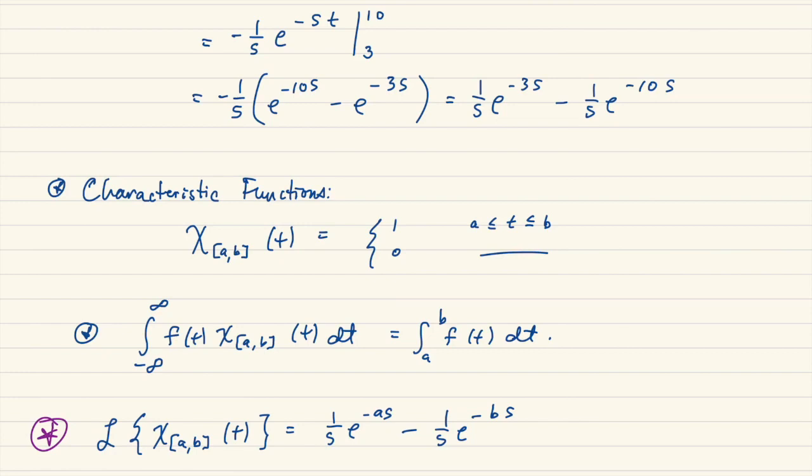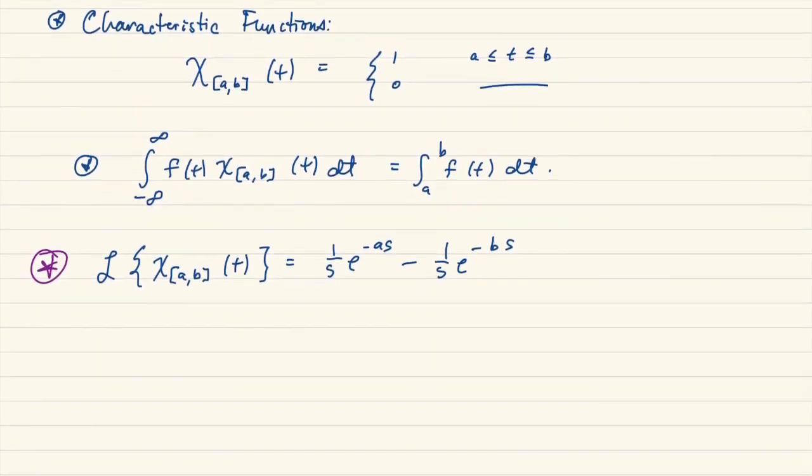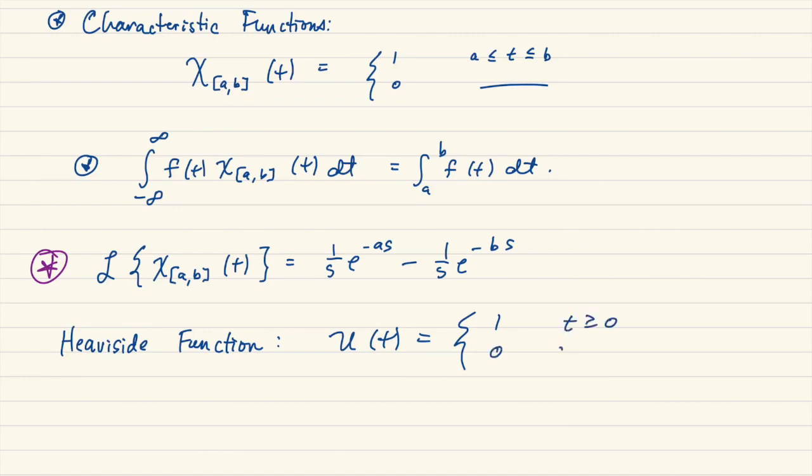All right. There are also what are called Heaviside functions. The Heaviside function is a kind of characteristic function. It's a certain type. The Heaviside function is going to be denoted u of t, and it's going to be 1 if t is greater than or equal to 0, and 0 otherwise.